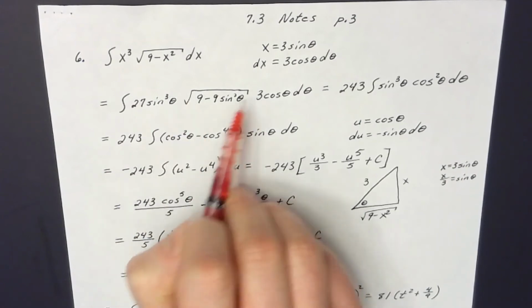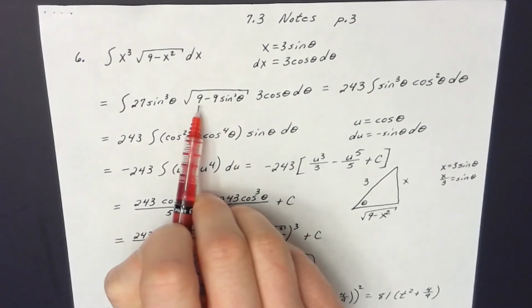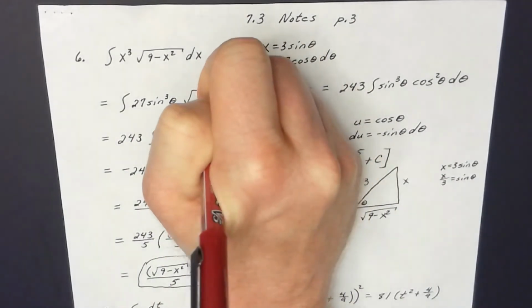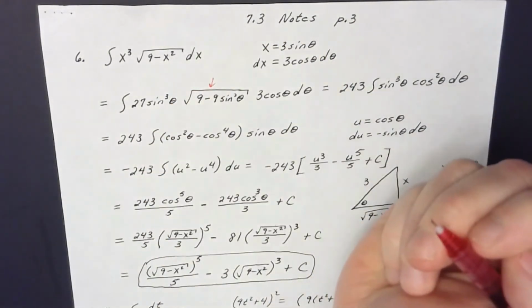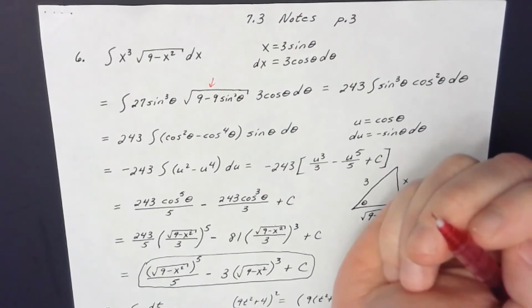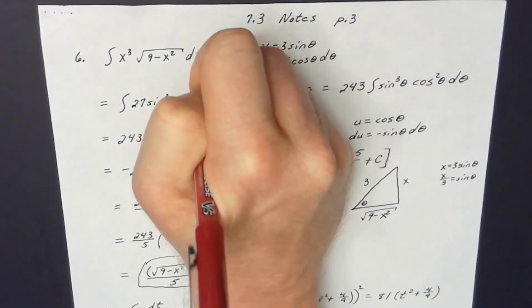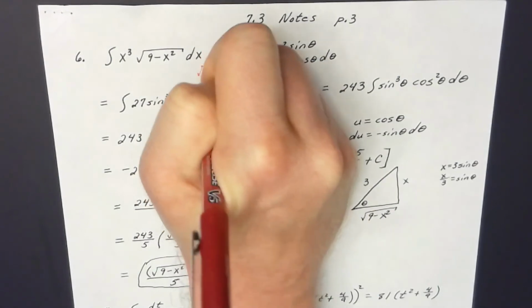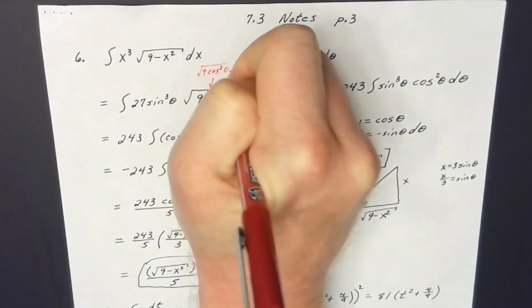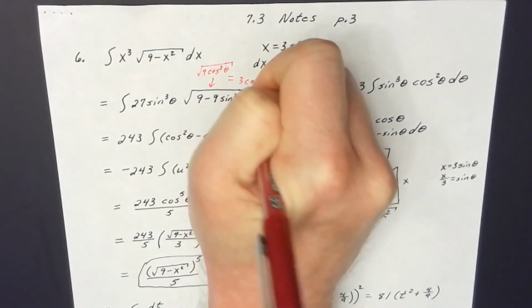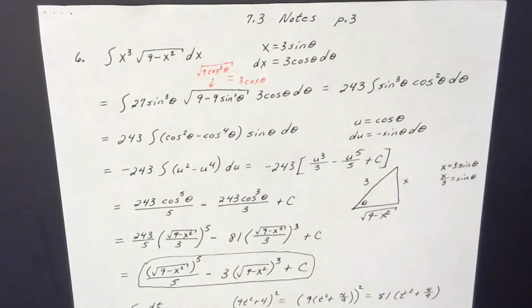We know that that square root is just going to become the square root of 9 minus 9 sine squared. But please remember, the whole point of that is you know that that inside portion is going to be 9 times 1 minus sine squared, which is 9 cosine squared theta in there, which is going to equal 3 cosine theta. So whenever I see that square root, I need to just be thinking of it as 3 cosine theta.